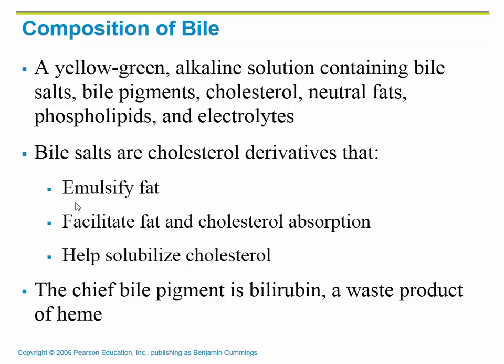And emulsification is a kind of a strange word and a strange process, but it basically like beats up the fat. And so it's going to kind of mash the fat. It's going to get the fat into a form that can then be readily digested. And it says the chief bile pigment is bilirubin. And bilirubin is a waste product of heme. Heme is part of hemoglobin, and we'll talk more about that when we get into the cardiovascular system.